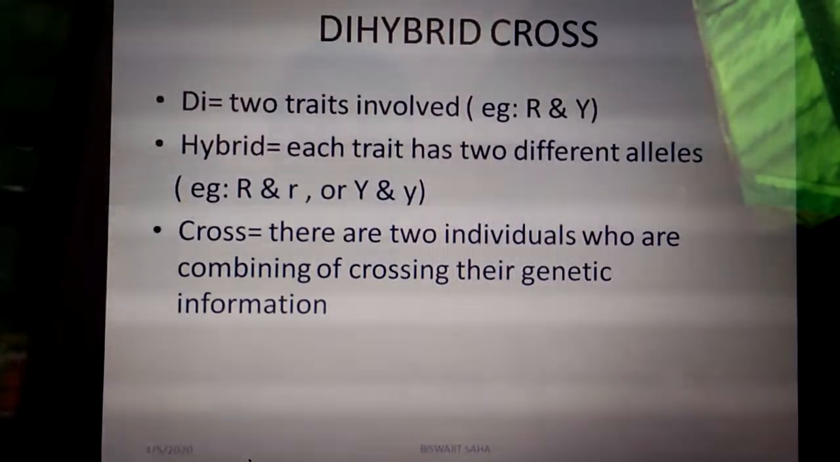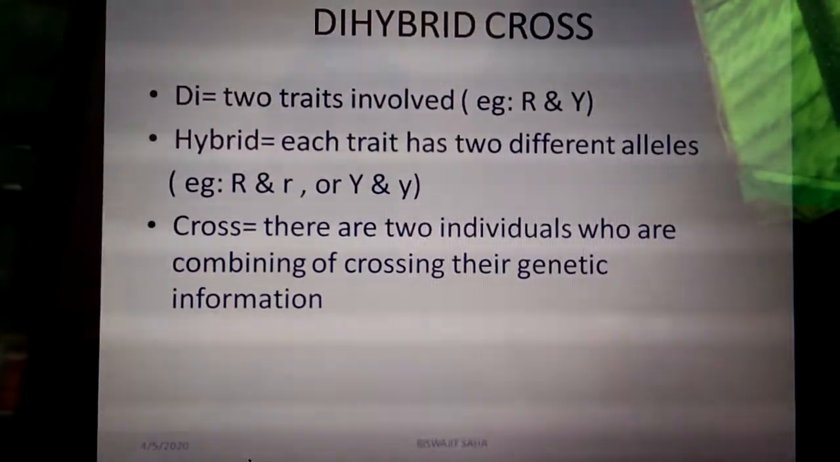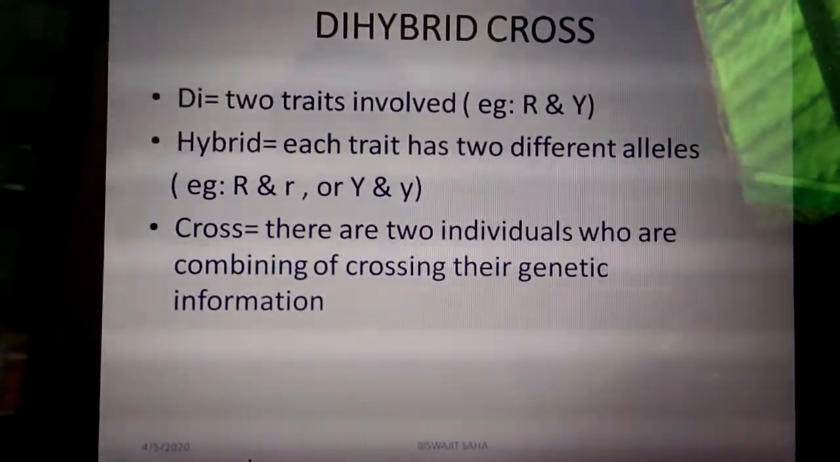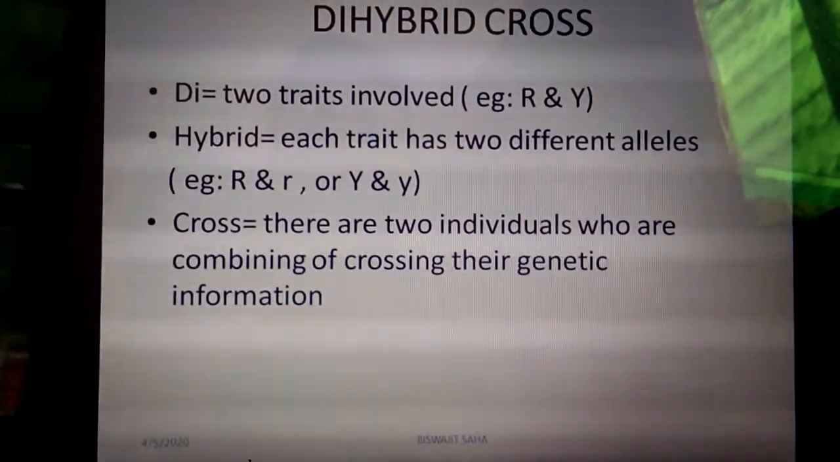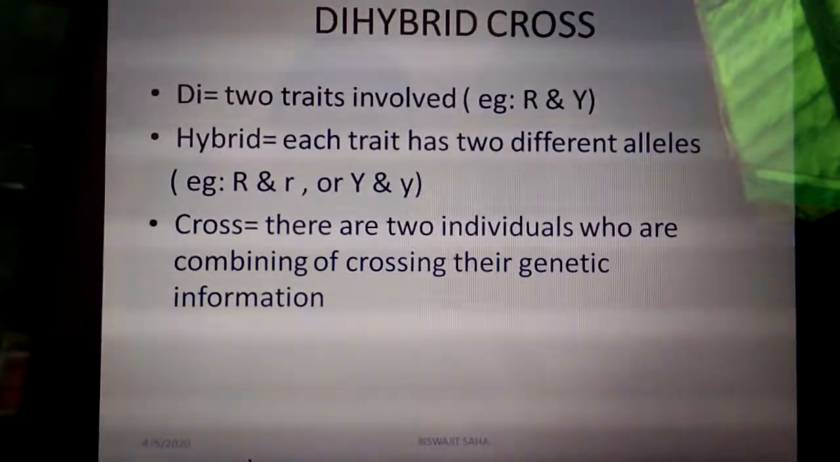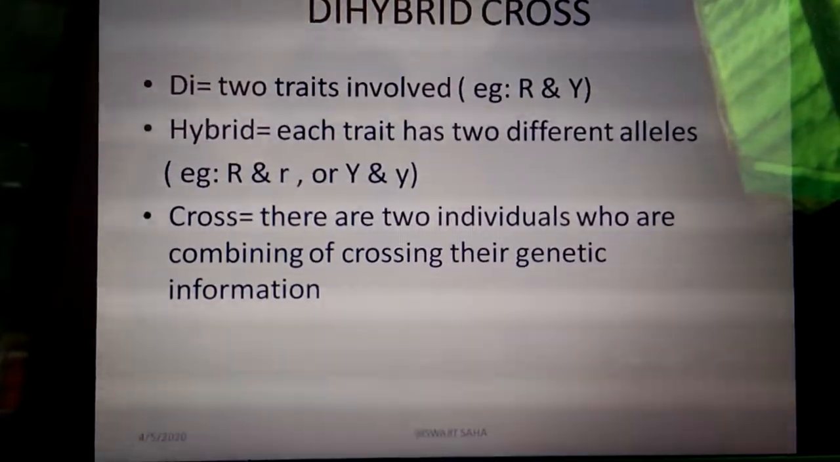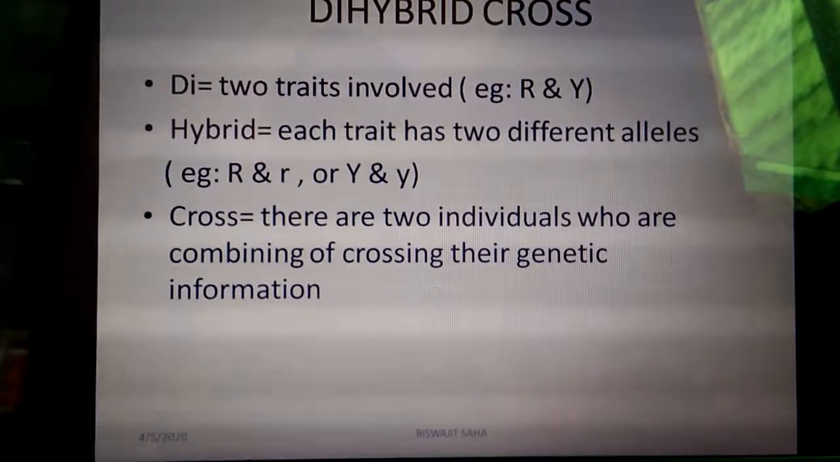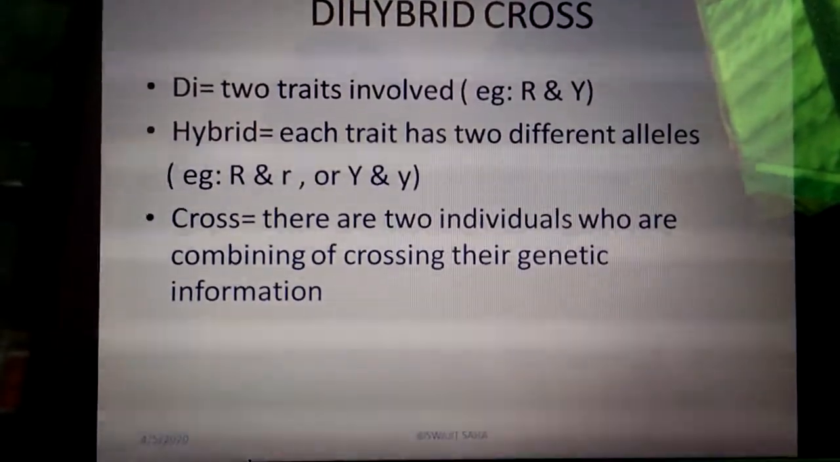So we are differentiating into two traits. One is the shape of the seed, another one is the color of the seed coat. So two traits are involved here. That is why it is called "di." "Hybrid" means each trait has two different alleles. For example, one is capital R, another one is small r.